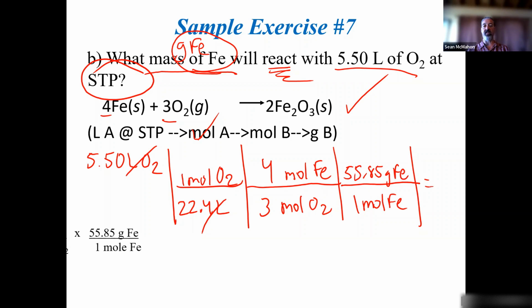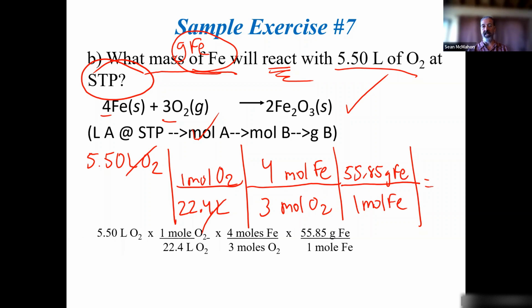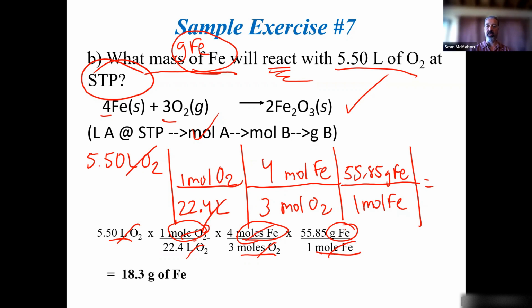So I'm just using the steps of stoichiometry that I've been using all along. Convert the given unit to moles, convert the given moles to the moles I desire, and then convert the moles I desire into the unit I desire, grams. So liters cancel, the moles of O2, the moles of iron, giving me grams, 18.3 grams.